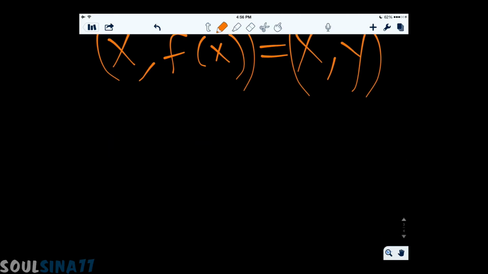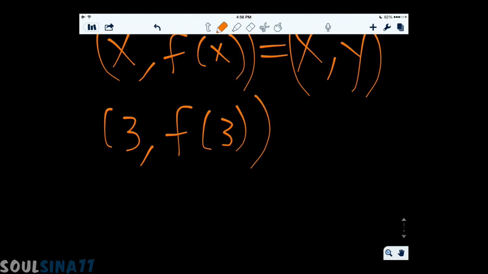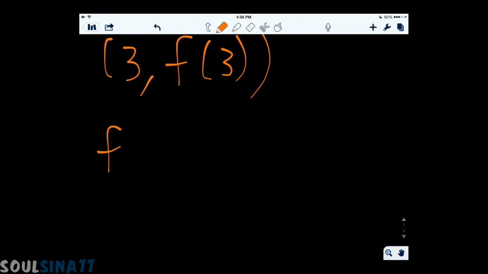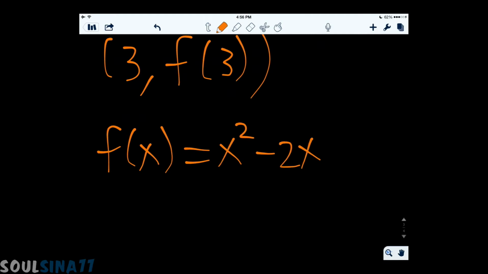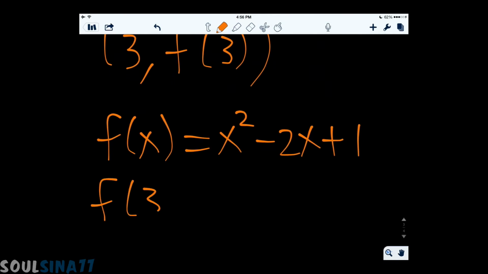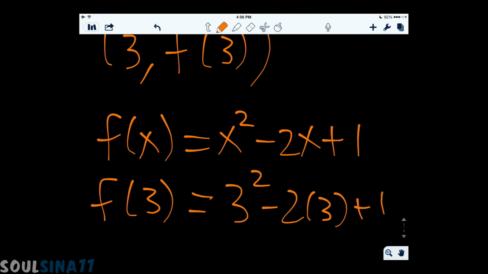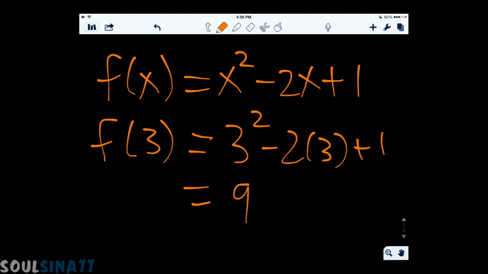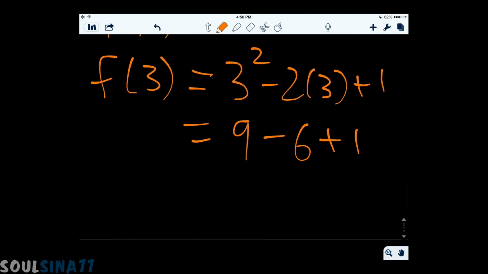So if you had 3, you would have f of 3, which means if you had an equation, for example, f of x equals x squared minus 2x plus 1, okay? Saying f of 3 means you're plugging in 3 everywhere you see x. So 3 squared minus 2 times 3 plus 1, which gives us 9 minus 6 plus 1, that's going to be 4. So f of 3 equals 4.